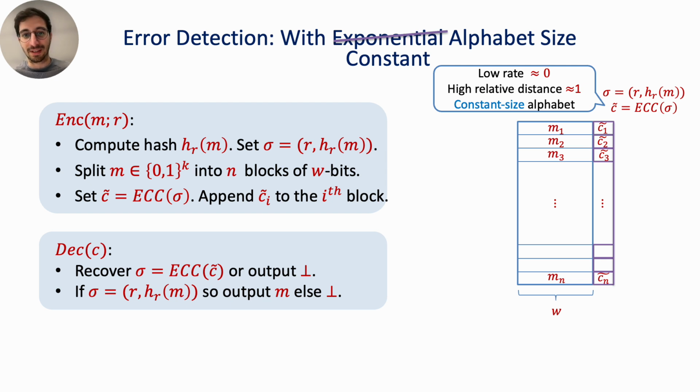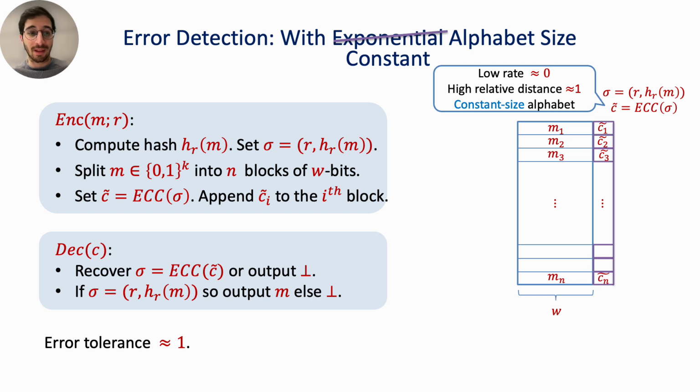So if the adversary does not change, or changes less than half, or changes less than 1, then you are able to know that there was some tampering. This is to say that after recovering the message, or after recovering sigma, sorry, you can check consistency with the message, and if it's not consistent, you can just abort.